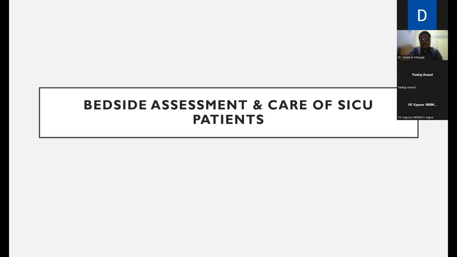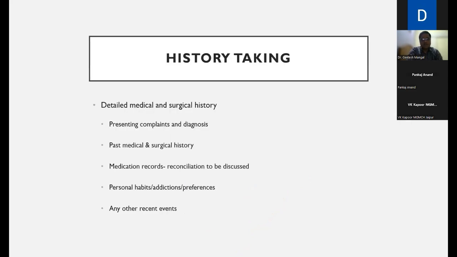Now, coming on to the assessment and care part of the patients. So, the first and foremost would be history taking. A patient might be coming from emergency, or he may be coming after an RRT from a ward, or he may be coming up from the OT.